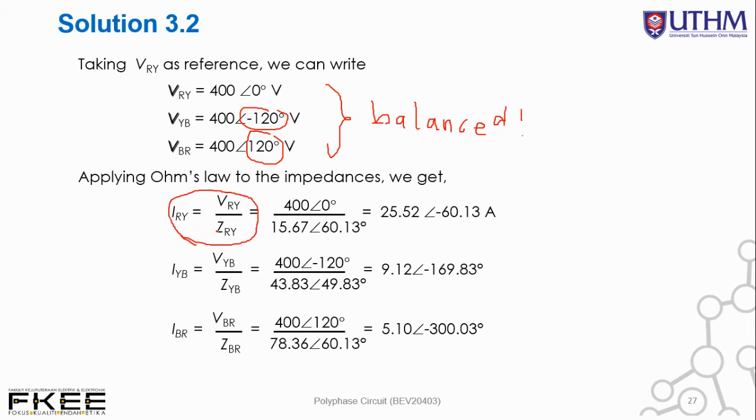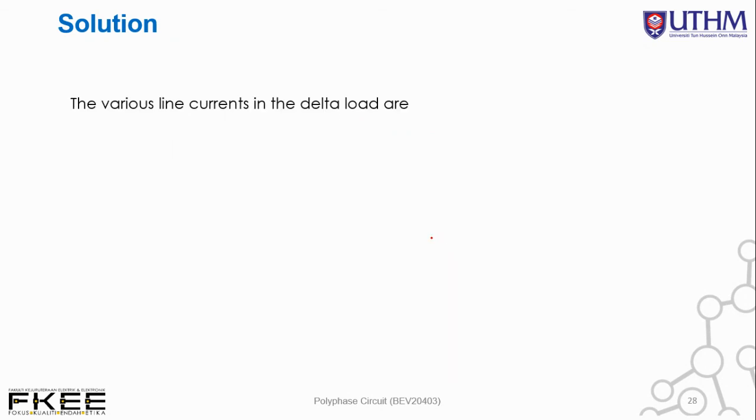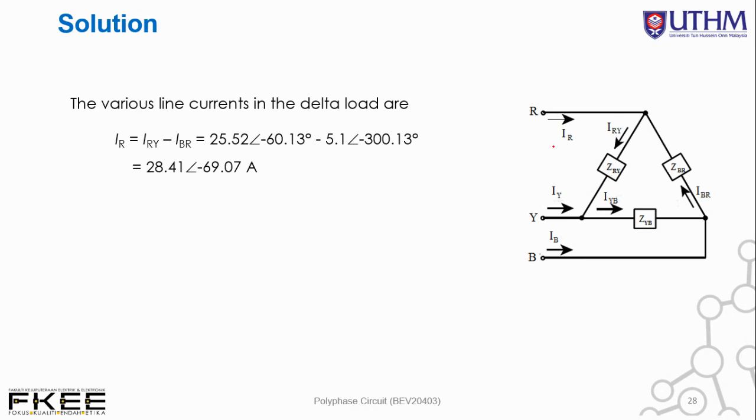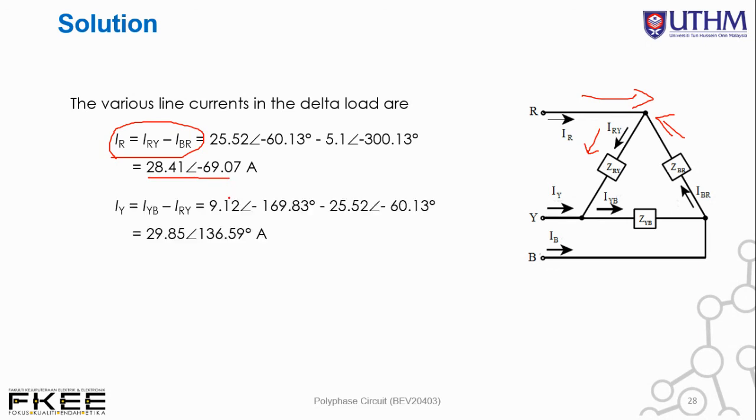On applying Ohm's law to the impedance, we get I equal to V over Z. After you rearrange it, substitute the value of each respective Z, and you get the different values of phase current. Then the line currents in the delta load: IR equals IRY minus IBR, as stated over here. Again, substitute the values you have just obtained, and this gives you the value of IR.